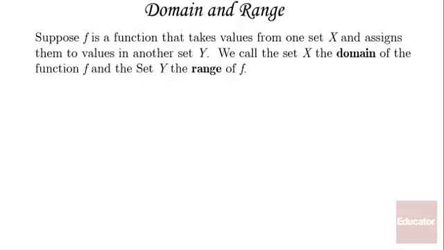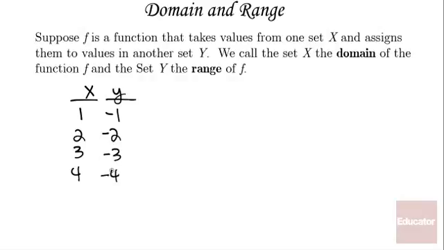Sometimes we describe the first set of values, or x values, as the domain, and the second set of values, or the y values, as the range. Suppose f is a function that takes values from one set x and assigns them to values in another set y. We call the set x the domain of the function f, and the set y the range of f. For example, I could have a set of x values, 1, 2, 3, and 4, and a set of y values, -1, -2, -3, -4.